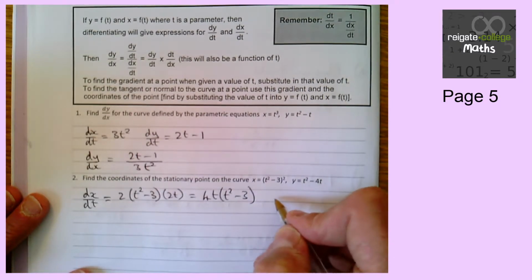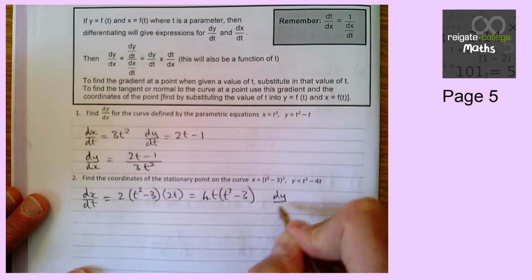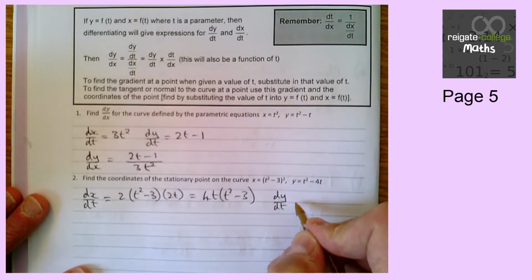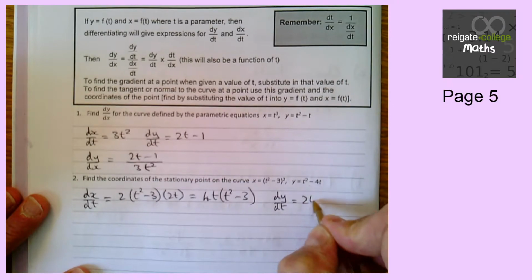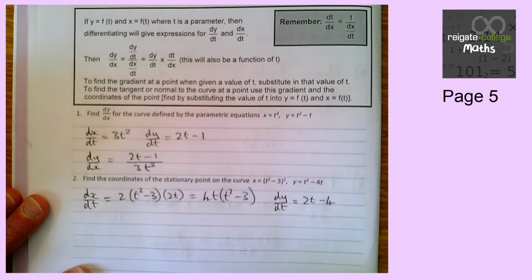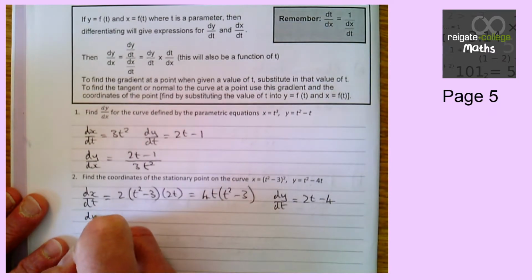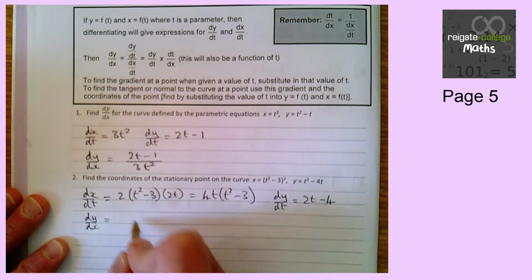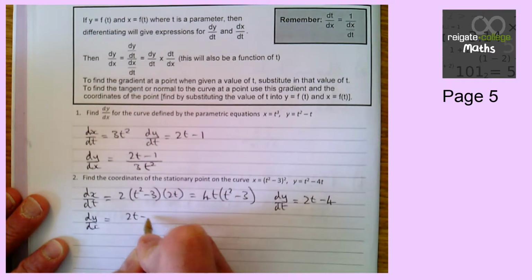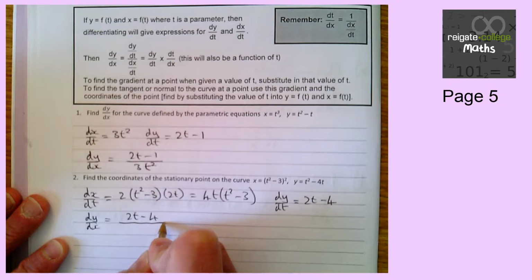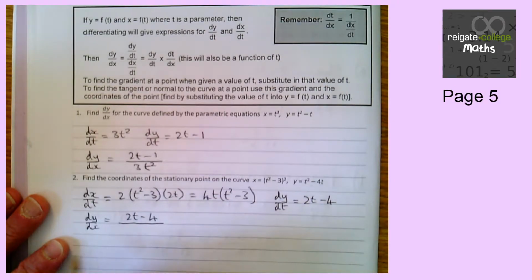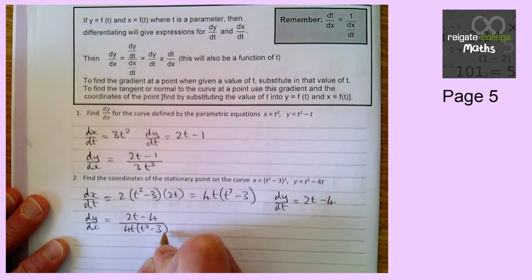Let's find dy by dt now. dy by dt is equal to 2t minus 4. So now we've got dy by dx is equal to dy by dt goes on top, so that's 2t minus 4 over, this one goes on the bottom, so 4t times t squared minus 3.